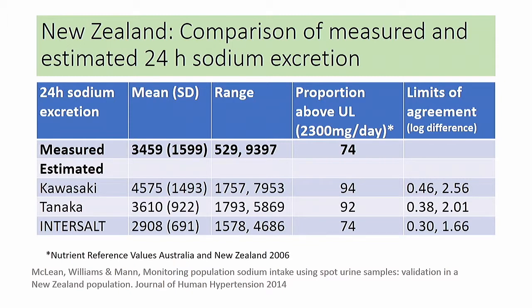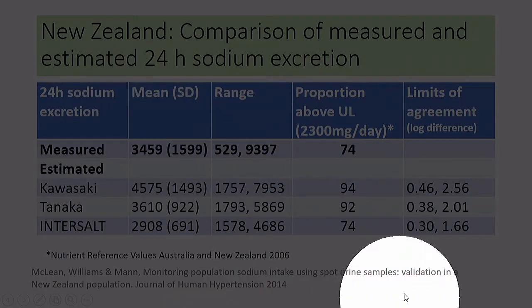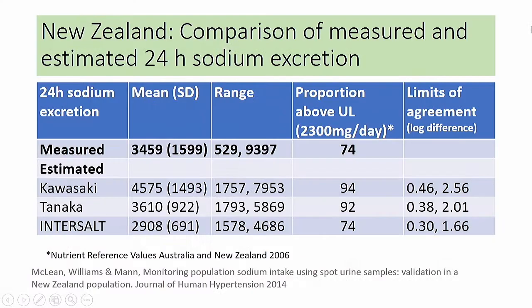We also looked at the limits of agreement using Bland-Altman analysis. And I'll just highlight perhaps the Kawasaki formula. It showed that for 95% of participants, the spot urine estimate was between just under half of the measured sodium excretion and just over 2.5 times the measured sodium excretion. So there's a substantial amount of both systematic error here and random error demonstrated here.